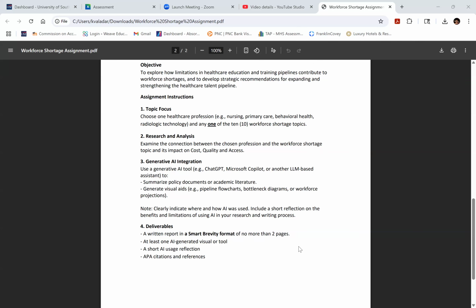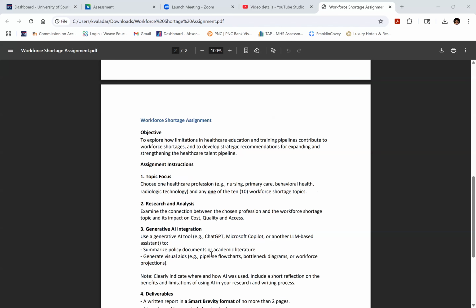You have to have at least one AI-generated visual or tool. And I'm not talking about an image or a picture, but a flow chart or a diagram or something like that. I'd also like you to indicate in a few short sentences where and how AI was used, and maybe the benefits and limitations of using AI in your research or writing process. If you have any citations or references, cite them in APA.